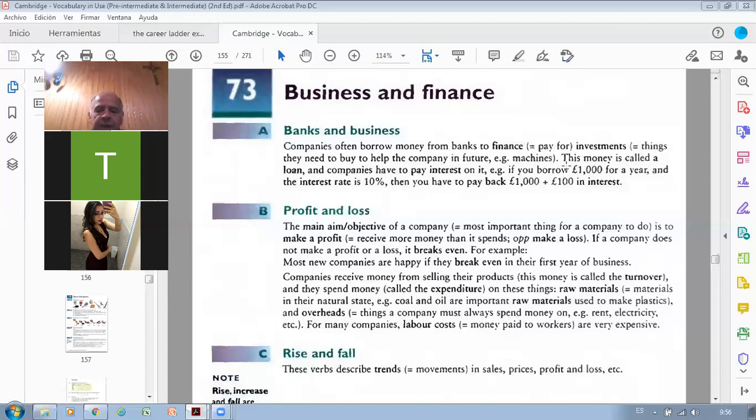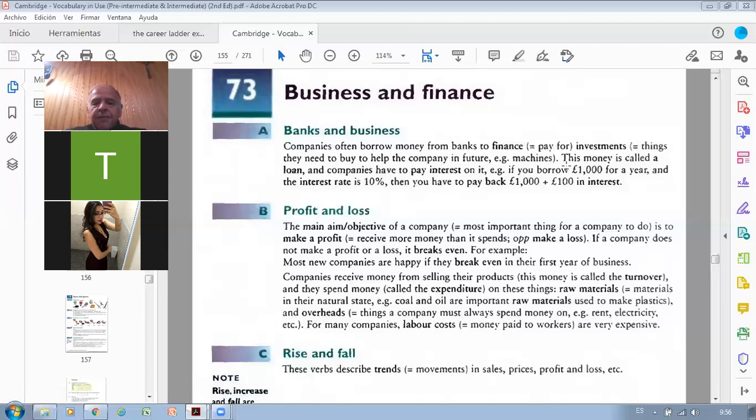Okay, now Kimberly, go on reading. Companies receive money from selling their products. This money is called the turnover. And they spend money called the expenditure. Okay, wait there. Turnover.